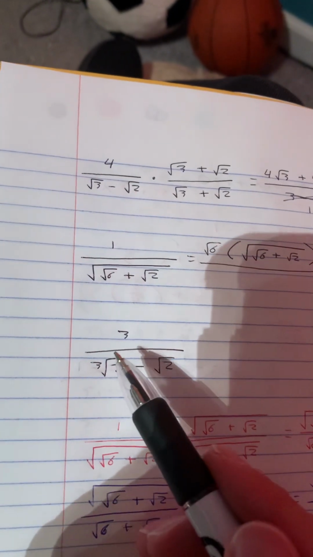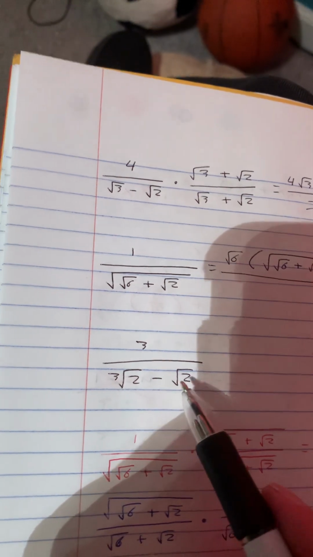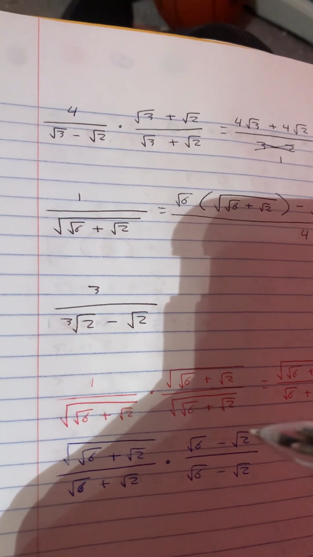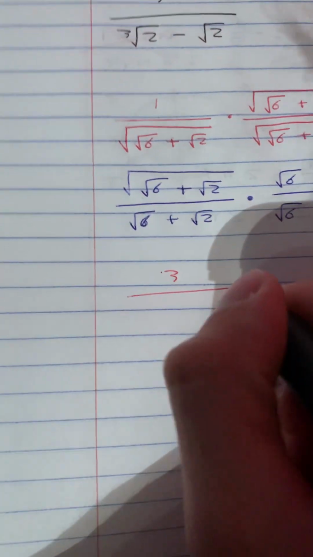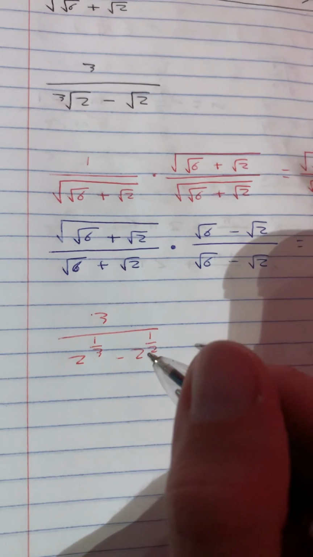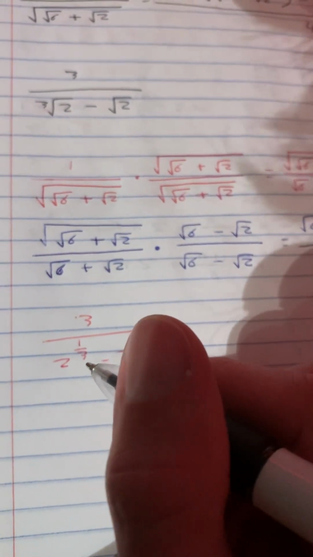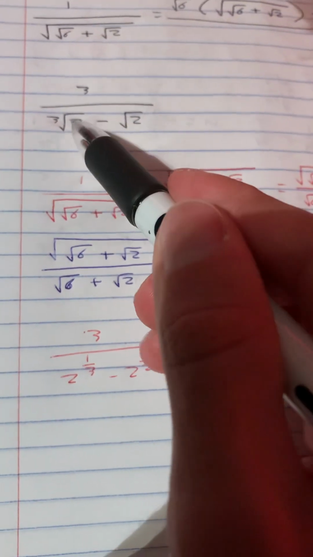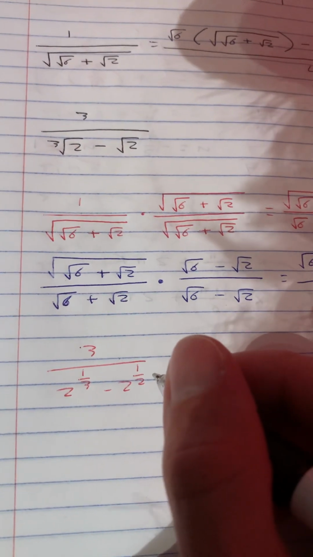And here's where things start to get really haywire. 3 over the cubed root of 2 minus the square root of 2. Well, I could try fractional exponents for this one, right? I can say that this is 3 over 2 to the 1/3 minus 2 to the 1/2, right? How would I rationalize something like this? Well, first of all, I have to get rid of both the cube root and square root. How could I do this?